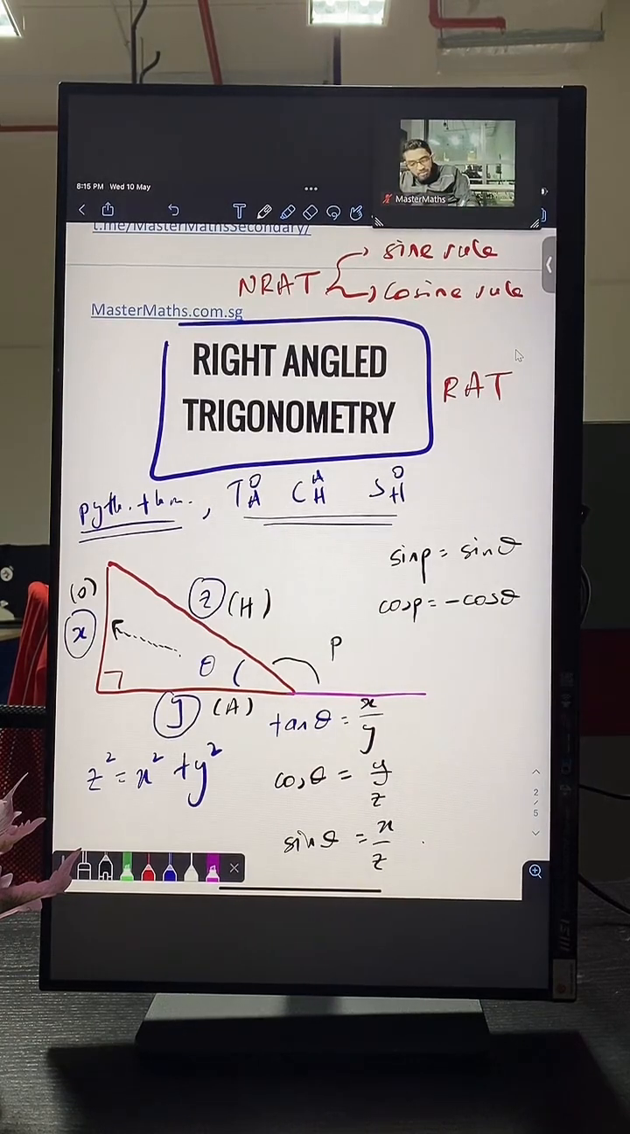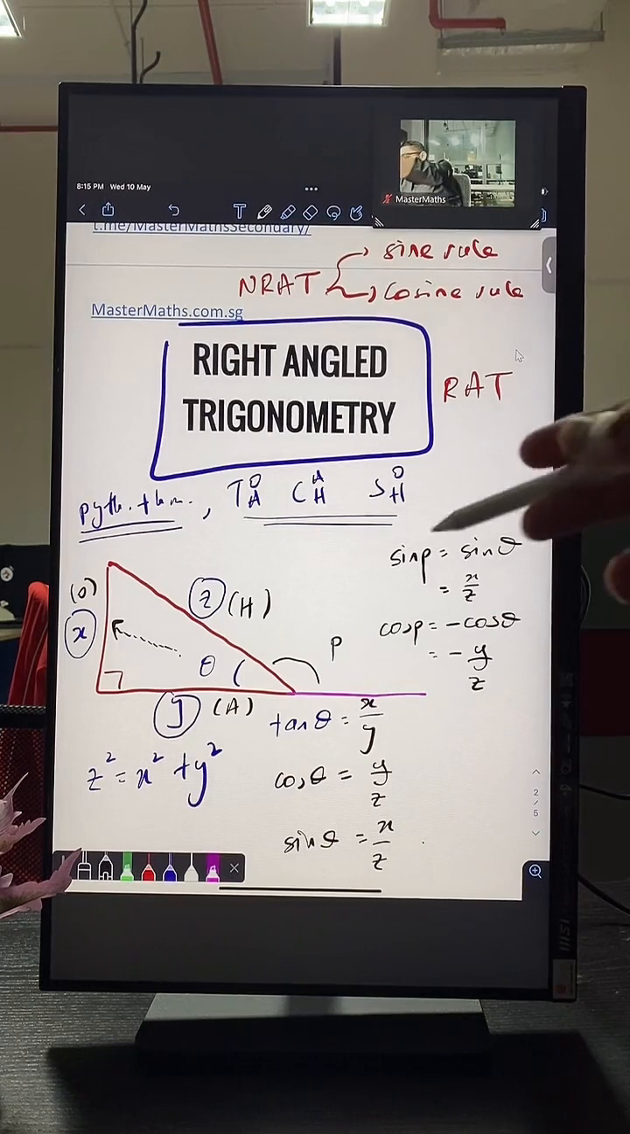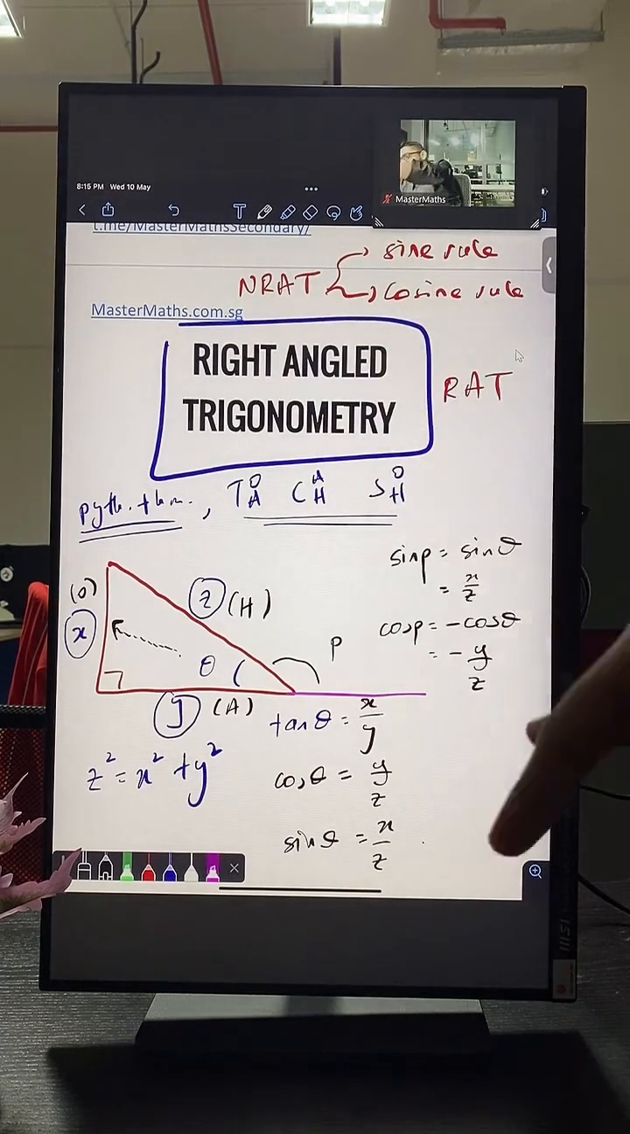So for example, sine P, guys. Sine P is exactly sine theta, and this will be equal to opposite upon hypotenuse, so that's X over Z. Very nice. Now this one will be a negative cosine theta, and that is negative Y out of Z. And we are done with this. Now, don't worry about tangent P. They will not ask you in secondary school E-maths. A-maths, yes, they will ask all these things.